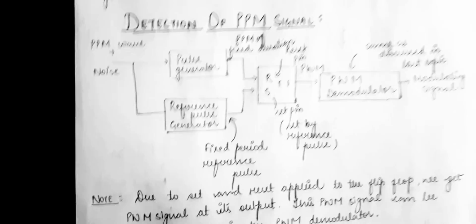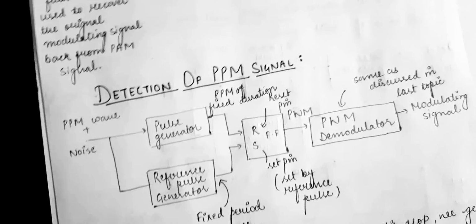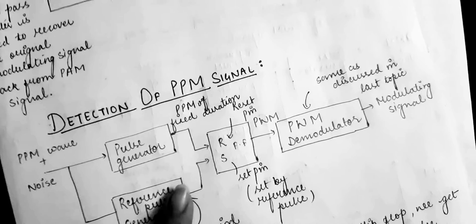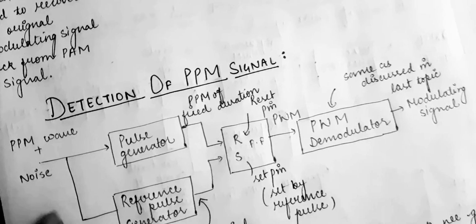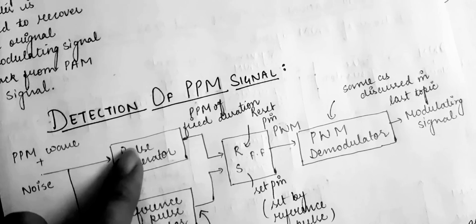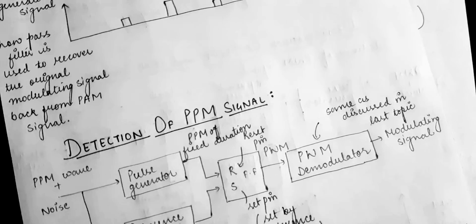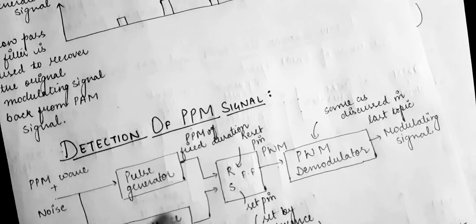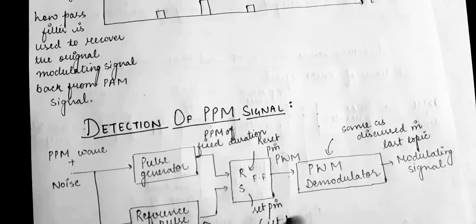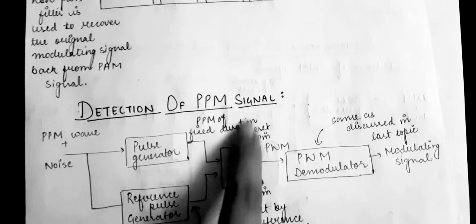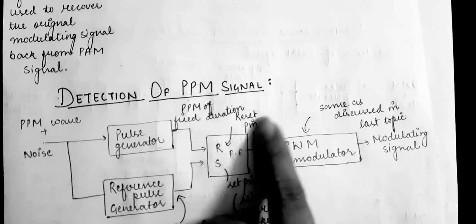Now we will discuss the detection of PPM signals. Here the PPM signal is first converted into PWM, and then we use the method of demodulation for PWM. At the receiver, the PPM wave plus noise is passed through a pulse generator and a reference pulse generator that generates your fixed reference pulse, while the noise is removed with the help of the pulse generator. Now it is passed through a flip-flop, that is your SR flip-flop. Here R is the reset pin and S is the set pin. Now the set pin is set by the reference pulse.